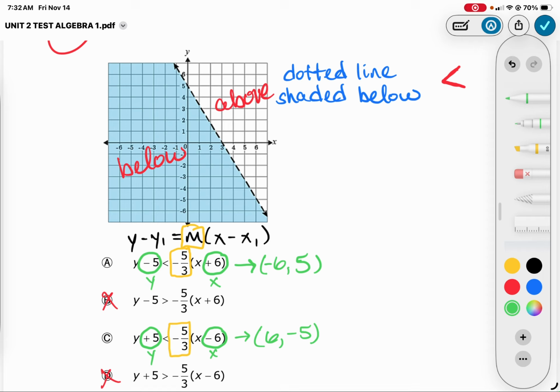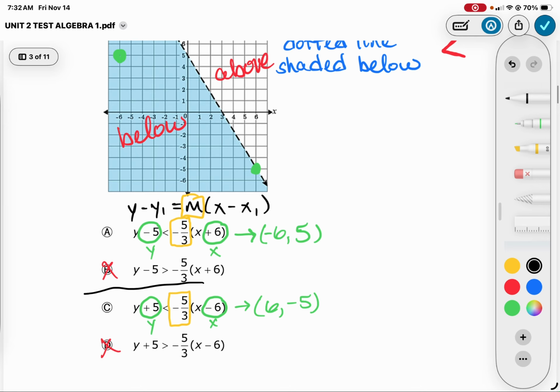So -6, +5. -6, +5 is right here, which is not on the line. It's in the shaded region, which is good. That means it's a solution, but it has to be on the line in order for us to pick the right inequality. So let's take a look at C. C says +6, -5. +6, -5 is right here on the line. So with that being said, our correct answer here would be answer choice C.